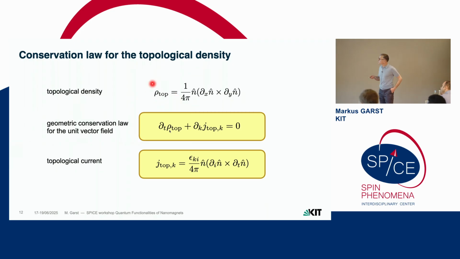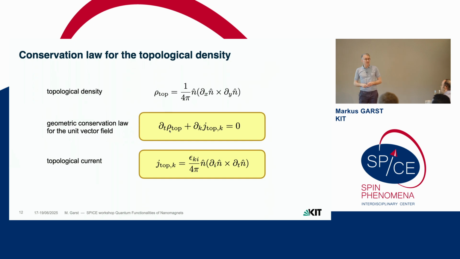For that reason, we first need to understand how this topological density varies in time. If you take the time derivative of this object, then it turns out, because n on the classical level is a unit vector, right? If you have a unit vector and you ask how it changes, it can only change in the plane perpendicular to this unit vector. So there is a restricted possibility for how you can change a unit vector. It can only change in two directions.